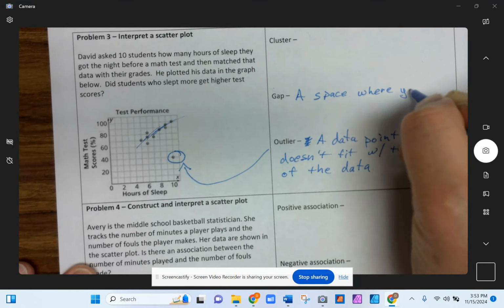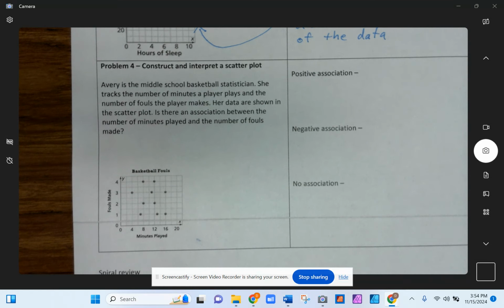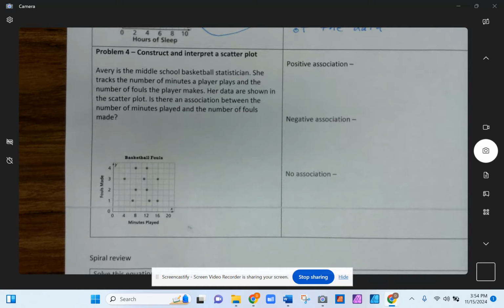All right. Construct and interpret a scatter plot. Avery is the middle school basketball statistician. She tracks the number of minutes a player plays and the number of fouls the player makes. Her data are shown in the scatter plot. Is there an association between the number of minutes played and the number of fouls made?